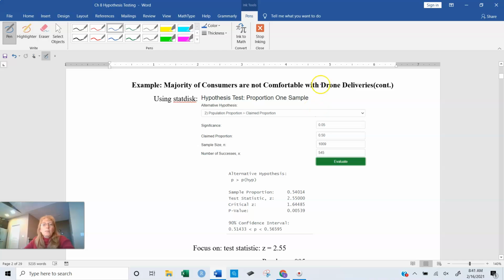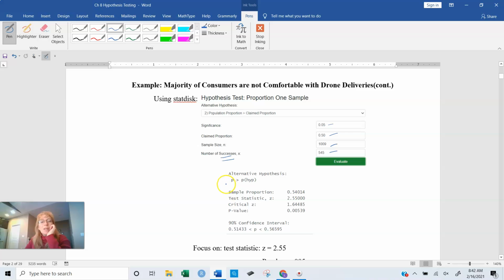Okay, back to notes. All right, now here we have to enter what our claim is, and our claim is the population proportion is bigger than the claim proportion. So I'm going to say it's over 50%. I want to do a 0.05 significance level right here. 50% is what I'm claiming. My sample size was 1,009, and the number of successes, so the people who said they did not like this, it's not necessarily true or false, it's just what we're looking for, was 545.